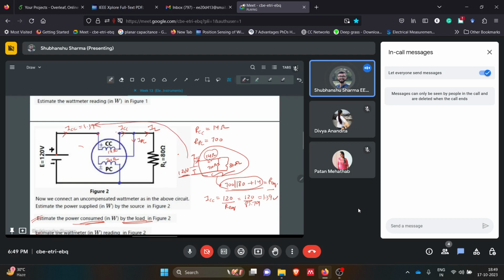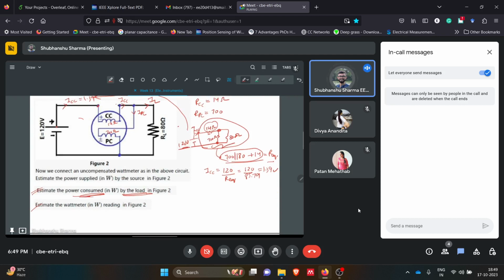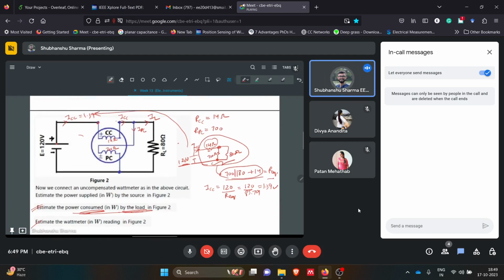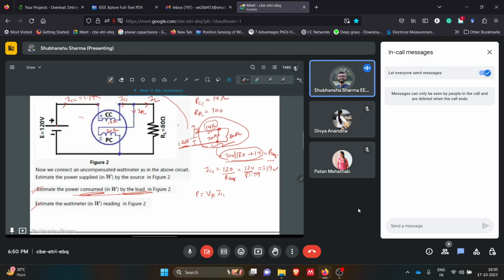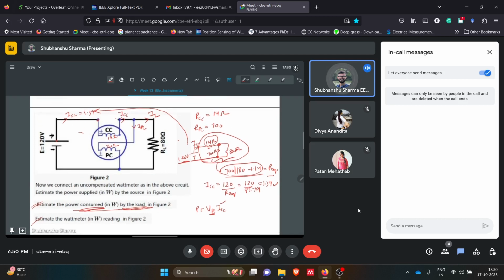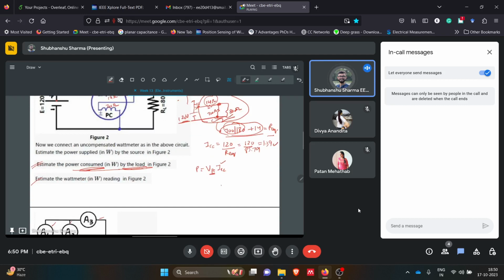Now our next step is to calculate the voltage drop. So we have to estimate the power consumed by the load. What is the power consumed by a wattmeter? What does it show? It is VPC ICC cos theta, where theta is zero basically. So now we got ICC, we only have to find VPC. ICC is here. So if we just solve this parallel combination, this was 85.79.